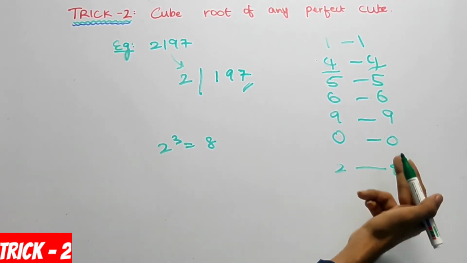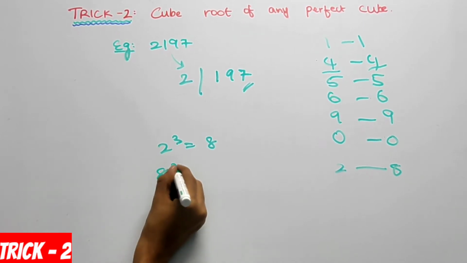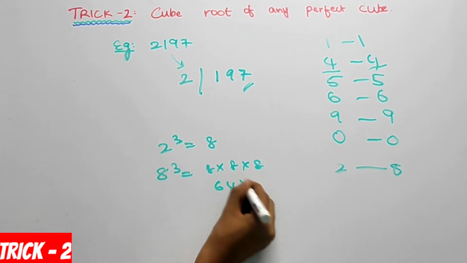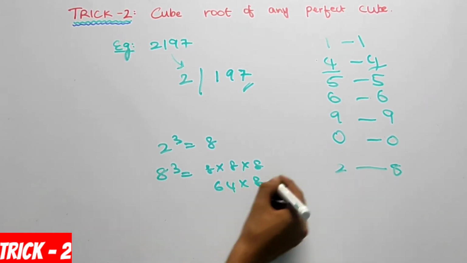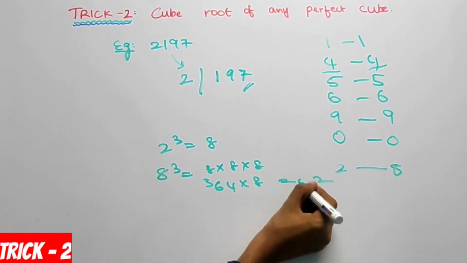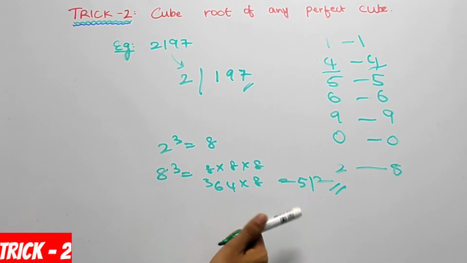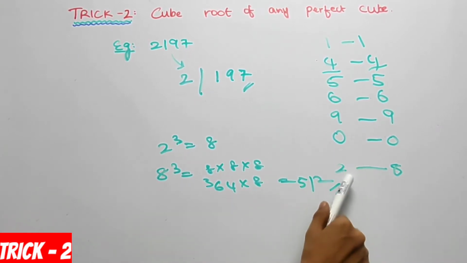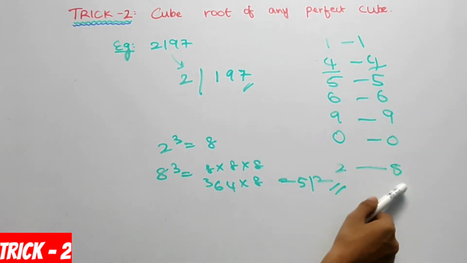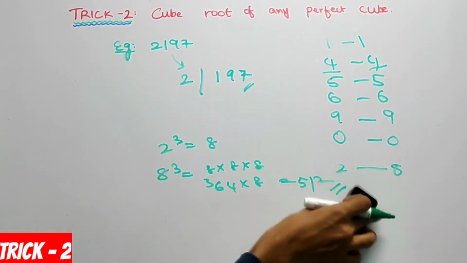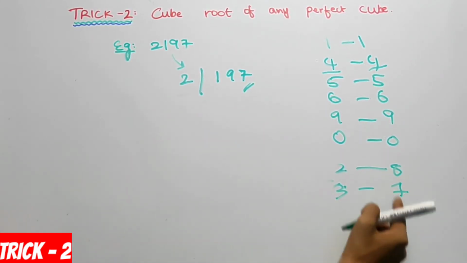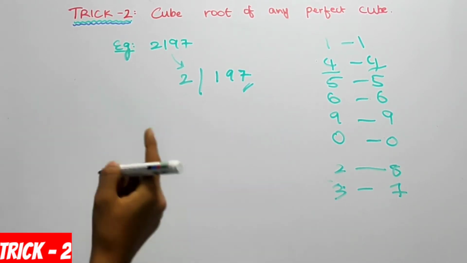Now 8 cube, let us see if it is equal to 2 or not. Well, 8 cube gives us 8 into 8 into 8. Now 8 times 8 is 64. 64 times 8 will give us 512. Well, 512 is our answer, and now we can clearly see that 2 is the units digit. Now 2 when cubed gives the units digit 8, and 8 when cubed gives the units digit 2. Now we can see that 3 and 7 are missing, hence the final pair is the 3-7 pair. So 3 when cubed gives the units digit 7, and 7 when cubed gives the units digit 3.